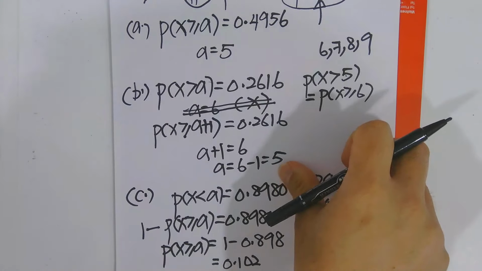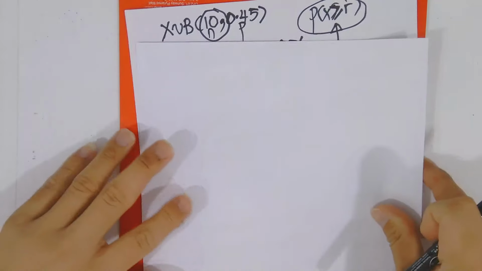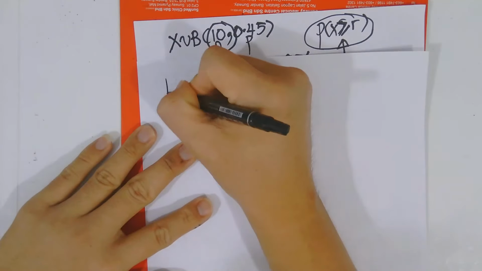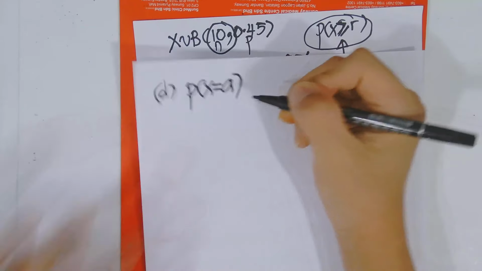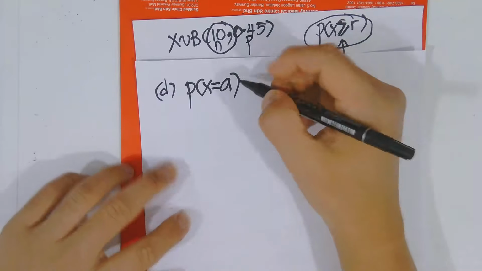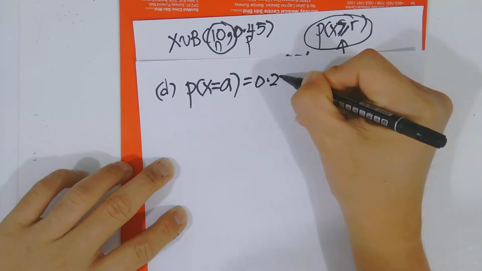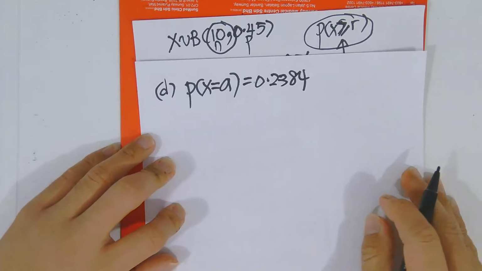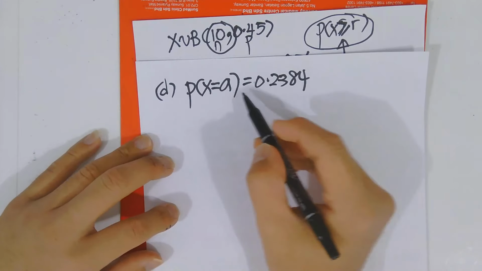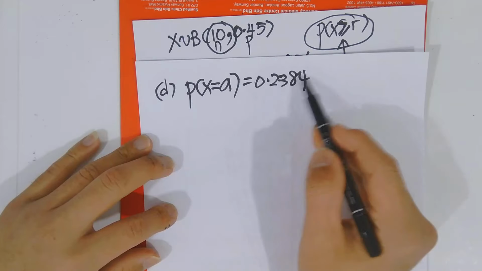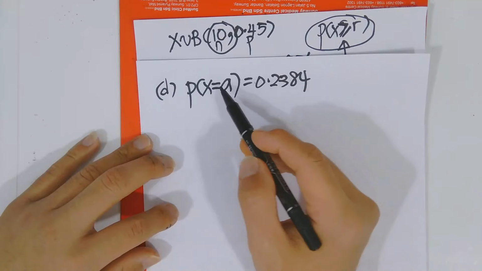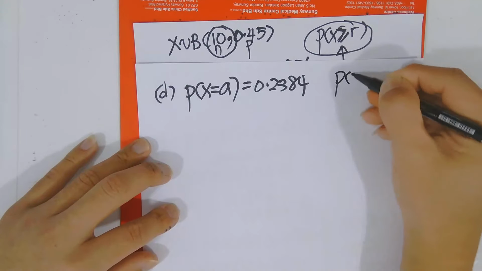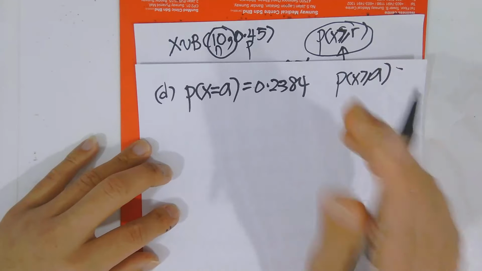Okay, the last one. What if the question now asks you to find the value of x if they give you the value of A, Px equals A, which is 0.2384? You cannot say 0.2384 and then find it from the statistical table. No, you cannot do this. This is equal. It's not in the format of x greater or equal.